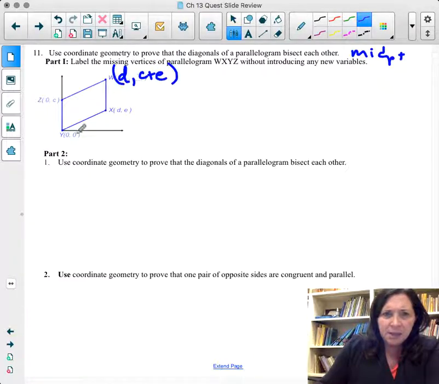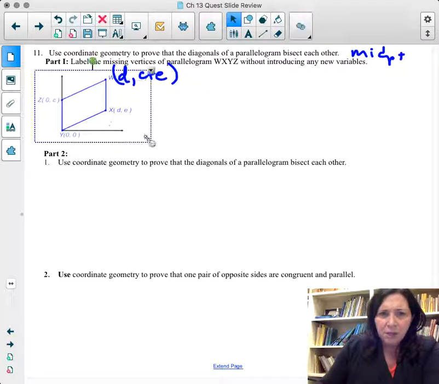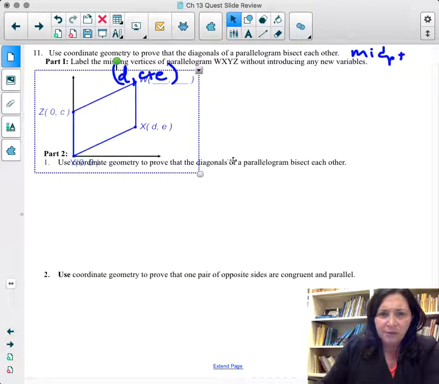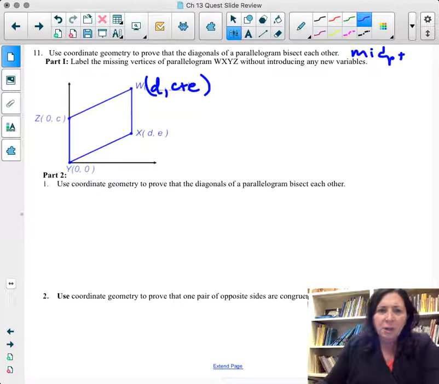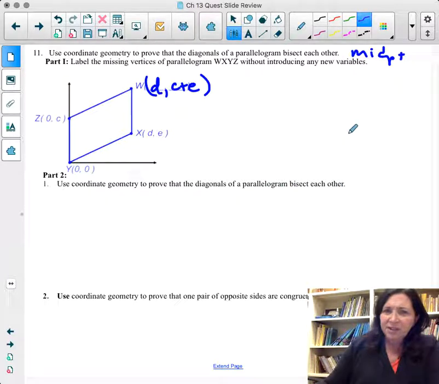And then, let's see, this is 0C. Okay, so it's a little bit small. So let me see if I could get this a little bigger so I can see it better. Okay, there we go. All right, so now what our job is, it says use coordinate geometry to prove that the diagonals bisect each other.